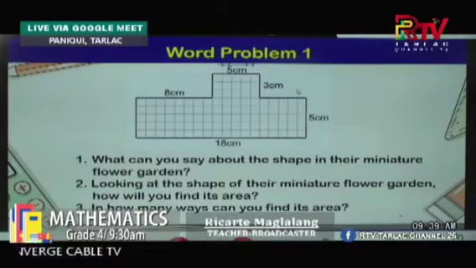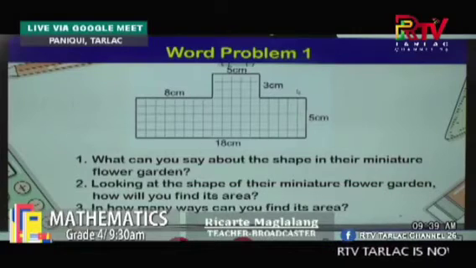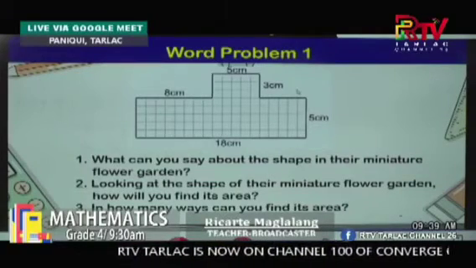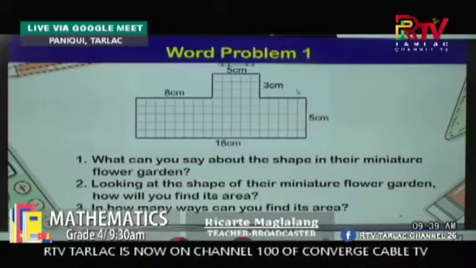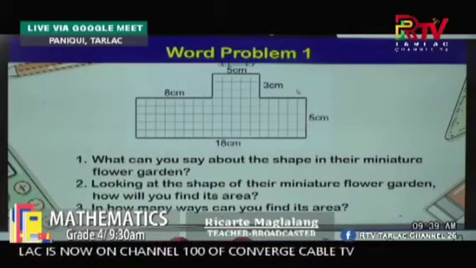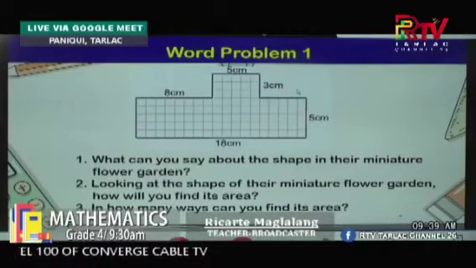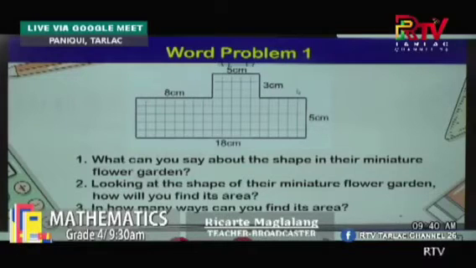Question number 2. Looking at the shape of their miniature flower garden, how will you find its area? The answer: area of irregular figures can be determined by dividing the figure into squares and rectangles. To find the area of an irregular figure, which is a combination of rectangles and squares, we find the area of each figure separately and then add them to find the total area.